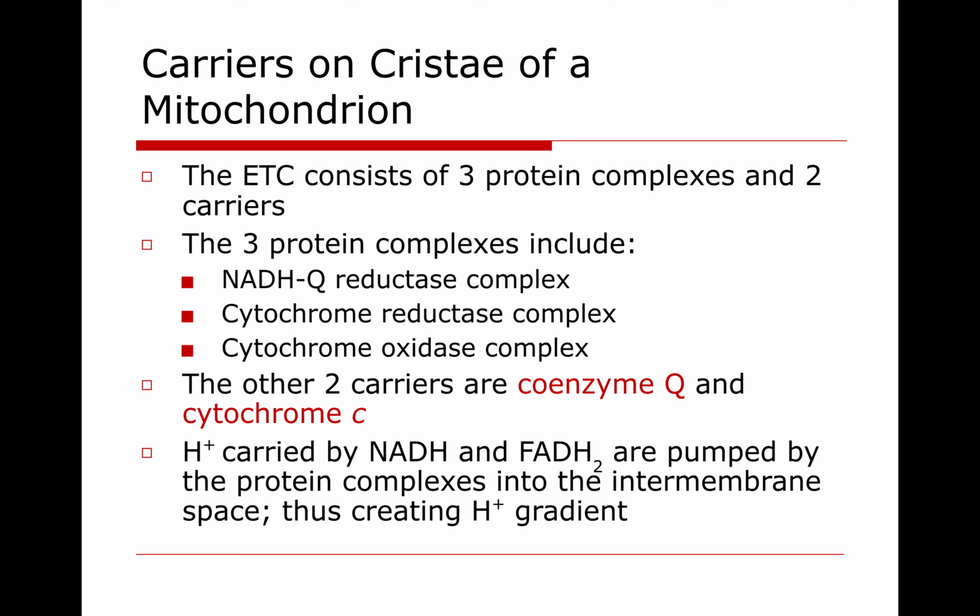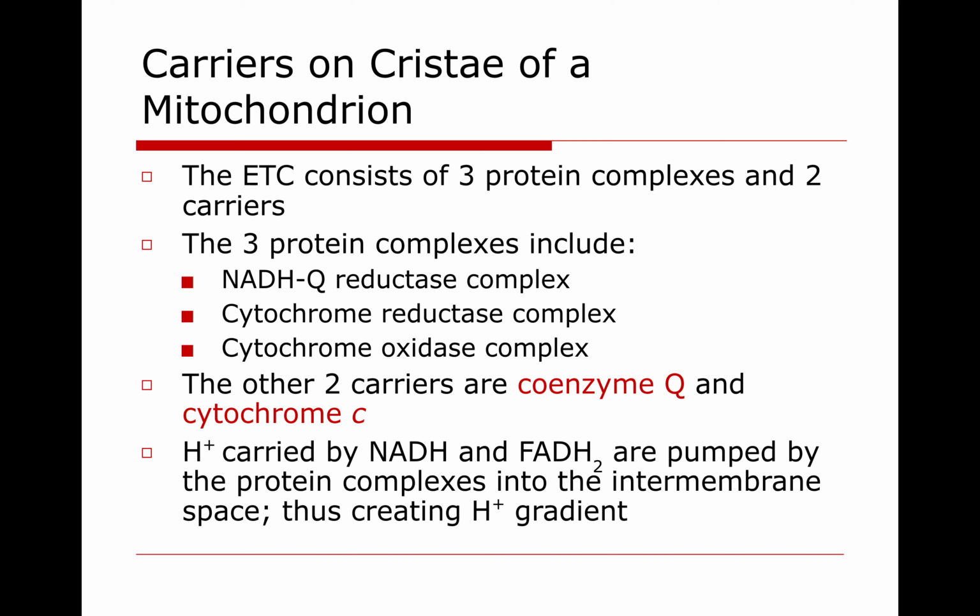The 3 protein complexes are NADH-Q reductase, cytochrome reductase, and cytochrome oxidase. So remember, at the very beginning of this chapter, we learned about what oxidizing and reducing is. There's a little saying that you can remember called OIL RIG. OIL: oxidation is loss of electrons or hydrogens, and RIG: reduction is gaining of electrons. So the 2 carriers that you have to remember are coenzyme Q and cytochrome C.